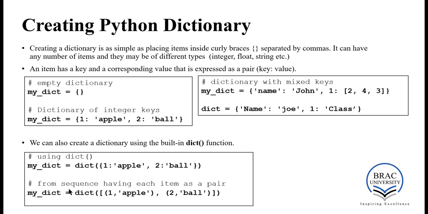So from a sequence having each item as a pair, the first one will be the first dictionary key, the second one will be the second dictionary key, and you can write like this: parentheses, and inside the brackets, the first one is the key, the second one is the value, then the next key and its value. This is how you can use the dict built-in function.